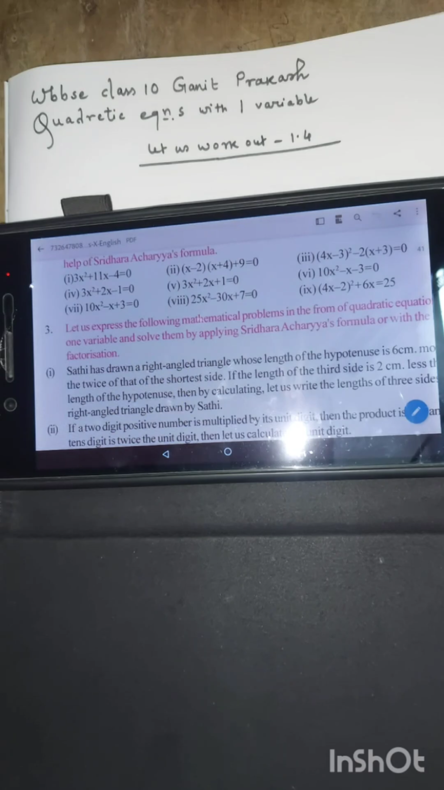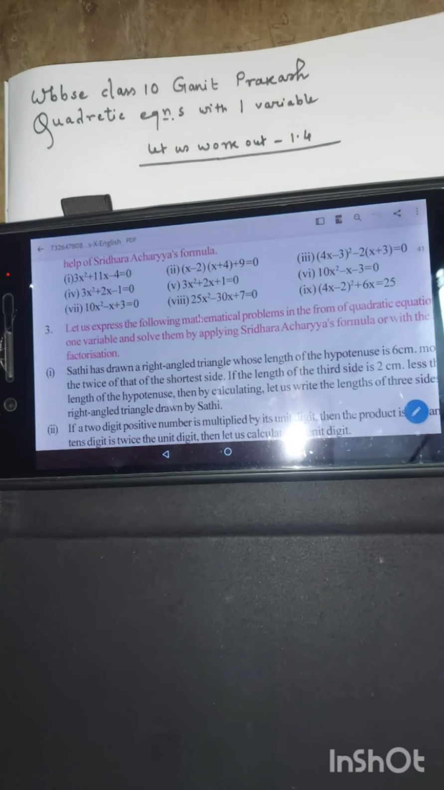I was solving the questions from Let Us Work Out 1.4 and I have completed up to question number 7 of question number Roman 7 of 2. So today I am going to start from Roman 8 of question number 2.